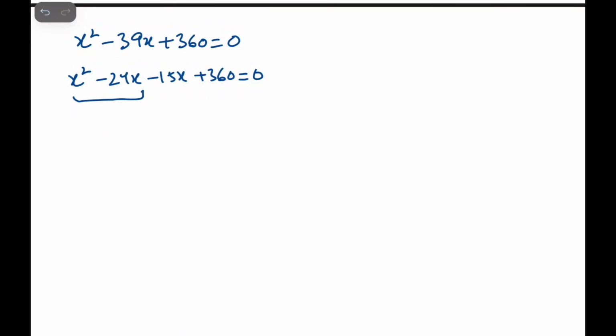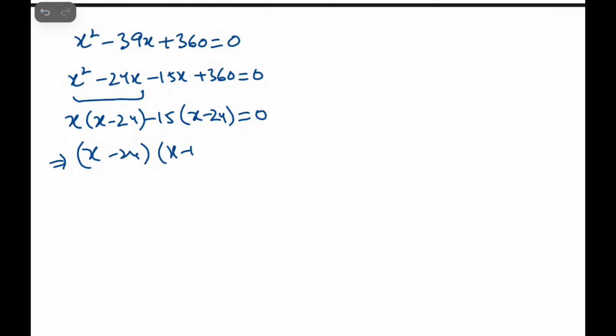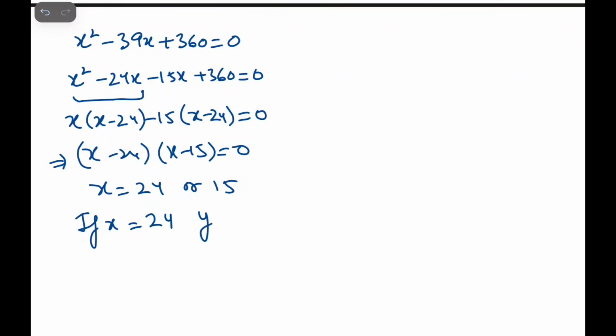Now from here x will be common. We get x minus 24. From here minus 15 is common. We get x minus 24 is equal to 0. That implies (x minus 24)(x minus 15) is equal to 0. X value is 24 or X value is 15. Now if X value is 24, Y value will be equal to 180 upon 24, that is 7.5.